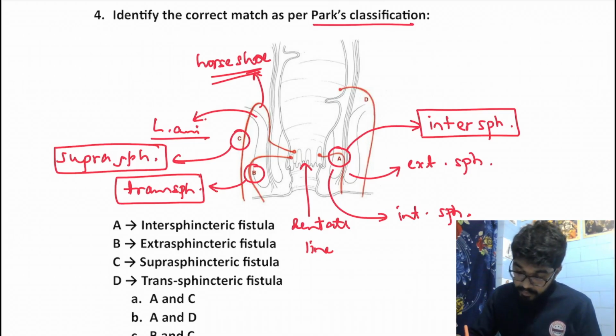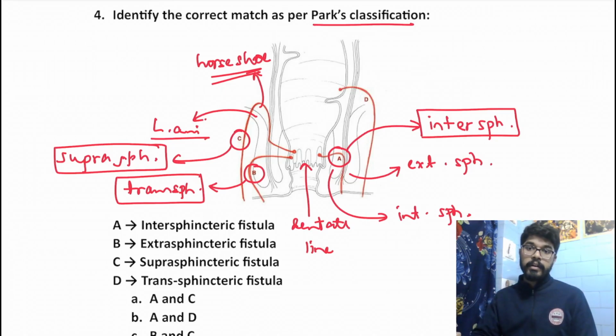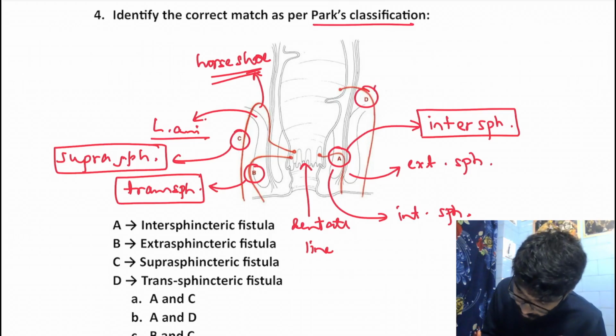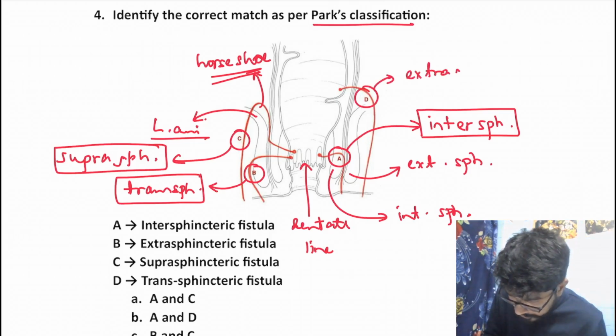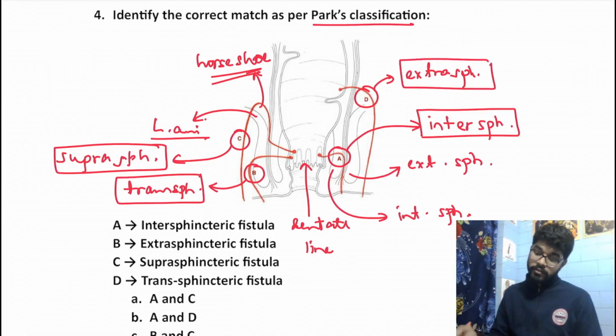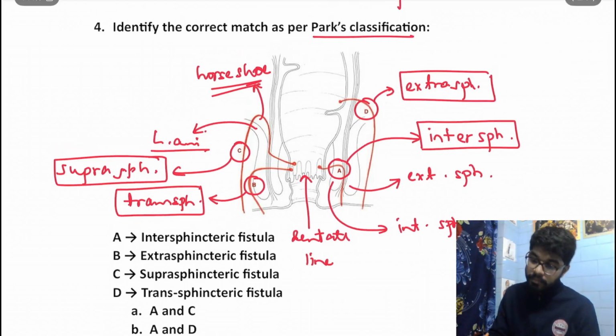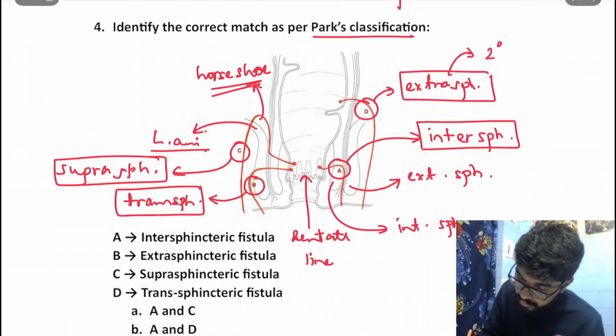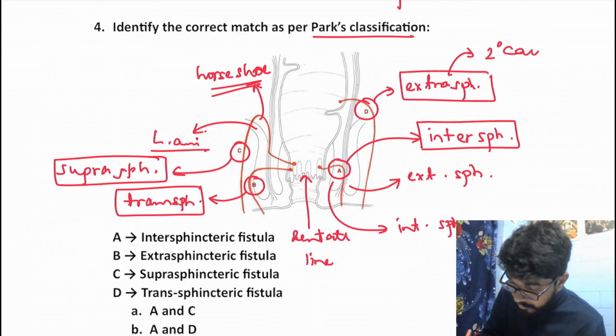But if we see a fistula which pierces the levator ani but opens at a level above the dentate line, then we call it extrasphincteric fistula. This is our Park's classification, right? And one extra point that we can remember over here, that extrasphincteric is almost always due to a secondary cause.